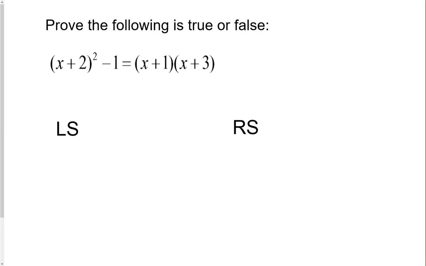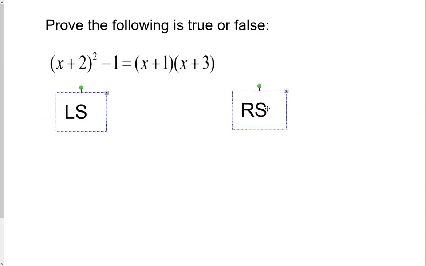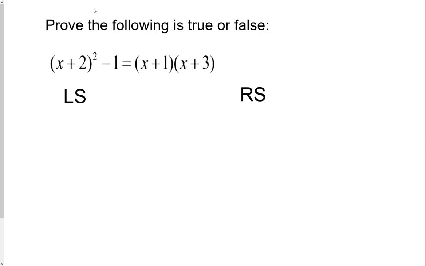What if we make this a little more challenging, and now we've got some unknowns in here. We've got some variables. So we're going to try and prove that the left side equals the right side in this case. So let's go for it. I'll start with my left side. I've got x plus 2 squared minus 1. That's my whole left side.